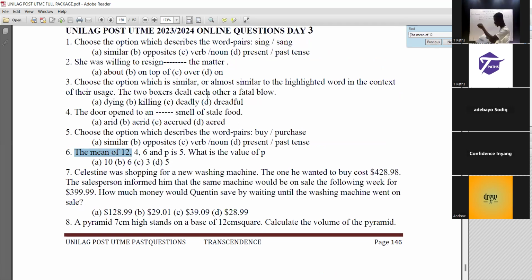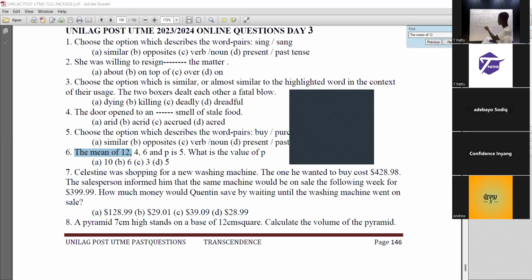I'm going to write down the data: 12, 4, 6, and P. The mean of 12, 4, 6, and P is 5. What does that mean? The mean is the sum of observations over the number of observations, so the sum of all this data, 12 plus 4 plus 6 plus P. Now, this P is an unknown, and we need to get it.